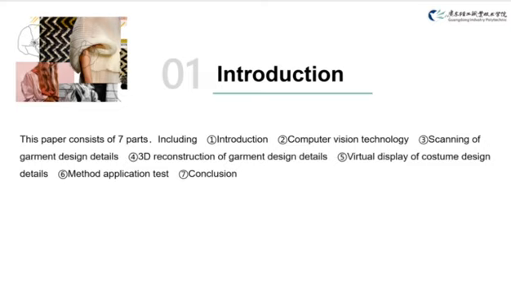This paper consists of 7 parts, including 1. Introduction, 2. Computer vision technology, 3. Scanning of garment design details, 4. 3D reconstruction of garment design details, 5. Visual display of costume design details, 6. Method application test, and 7. Conclusion.